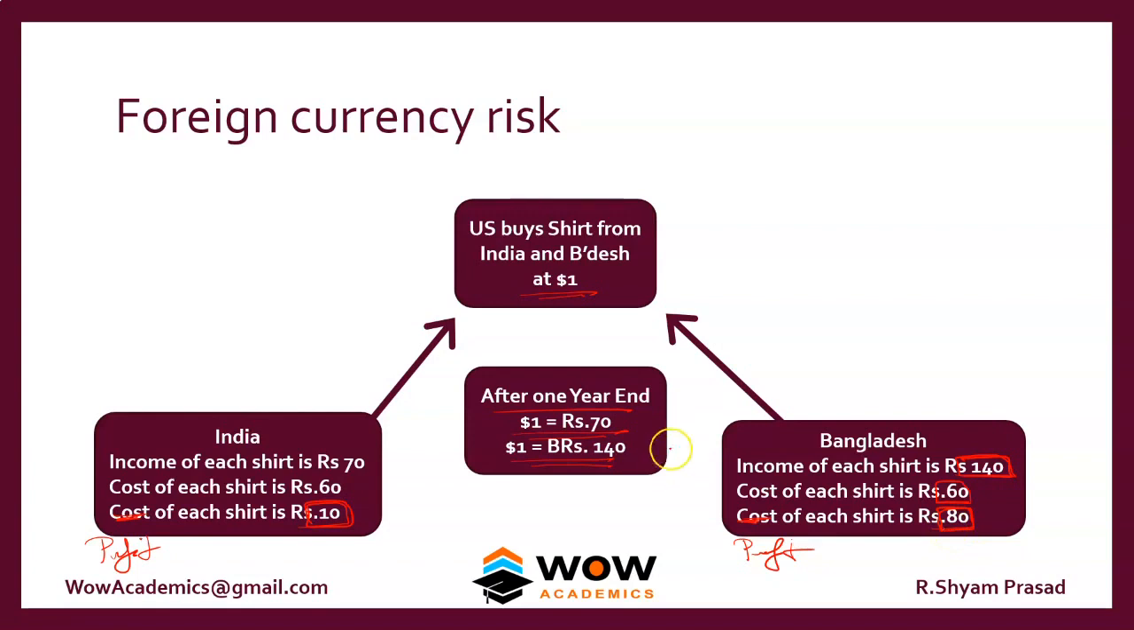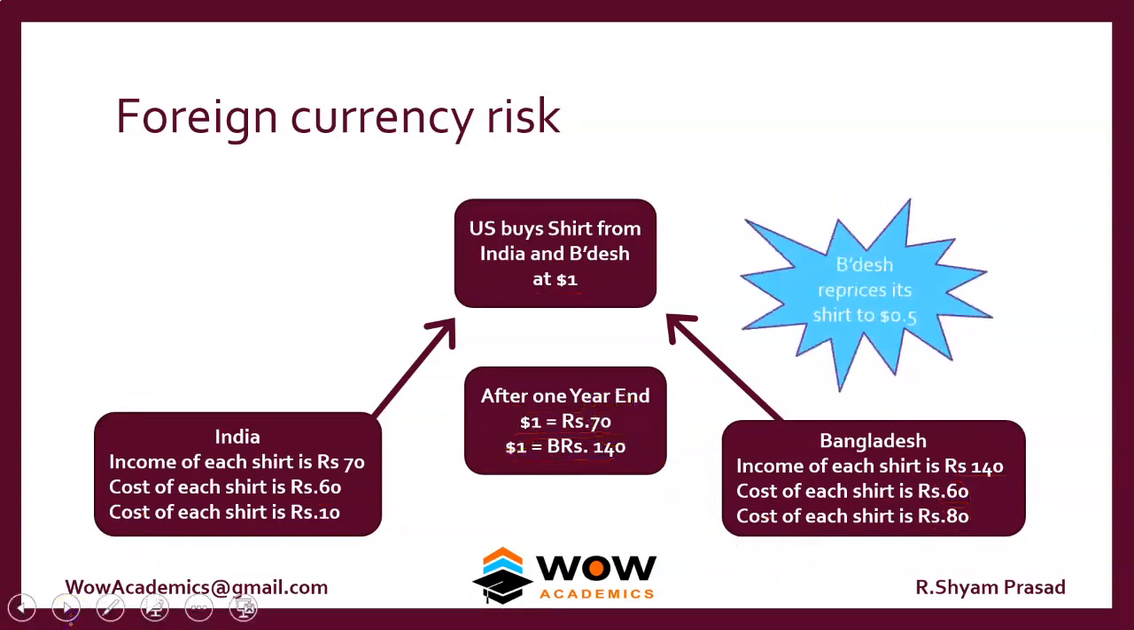How is it possible? It is possible because of the exchange rate. Okay, so the exchange rate is moving in favor of Bangladesh and against India, but the exchange rate of India is same 70 rupees only. So what would happen? See, Bangladesh, in order to effectively capture the market, will try to reprice their shirts to 0.5.